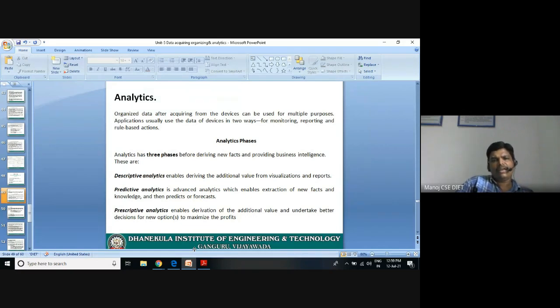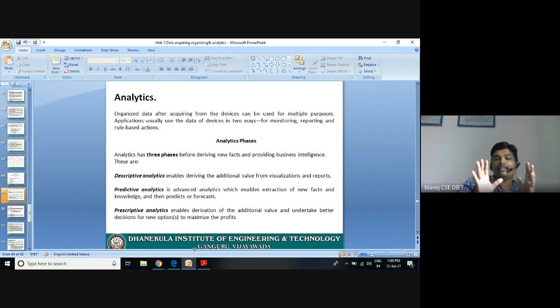The reason behind this is, if you organize the data and do some analytics, it can be utilized for our future uses, for multiple purposes: strengthening our applications, and improving our business services or enterprise services. Every application usually uses this analytics or device data in two ways. One is monitoring and reporting, and another one is rule based. So this is all regarding that.